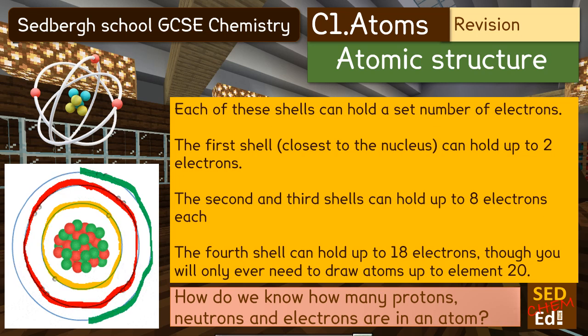Before we need to start filling out the next available shell, shell number 4, not drawn in this diagram, can hold up to 18 electrons, although you will only ever be expected to draw a total number of electrons of 20 in an atom, and so therefore you don't really need to remember this number. If you want to make things a little easier on yourself, remember 2, 8, 8, 8. So apart from the first shell, which can only hold 2, all of the other shells hold a total of 8, at least as far as we need to worry about.